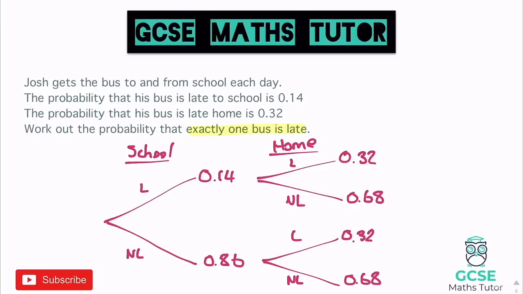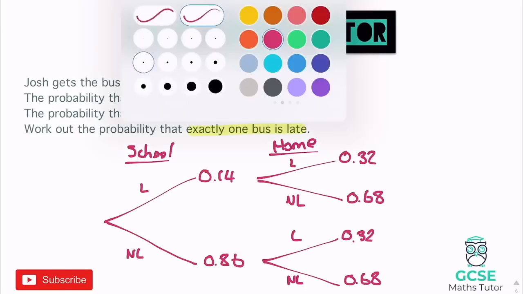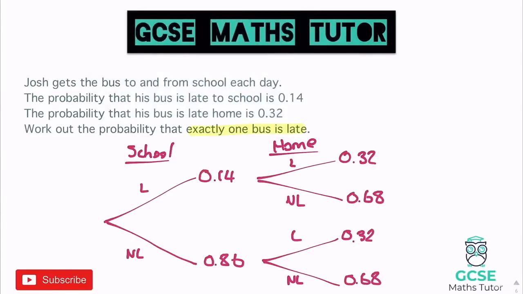Now this question said exactly one bus is late. So in this time, late at the top, that's not exactly 1, so we don't want that one. We've got late and then not late, that's exactly 1. We've got not late and late, that's exactly 1. And then we've got 2 here where they're both not late, so that's definitely not exactly 1. So we've got the 2 options there that we want. We've got the ones in the middle, and they're the two that we need to work out here.